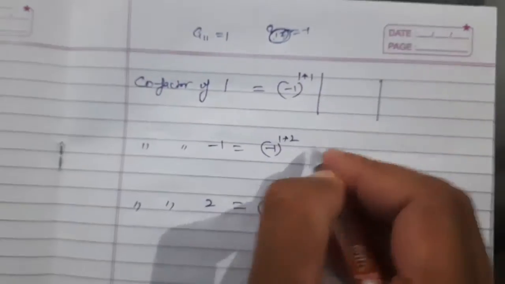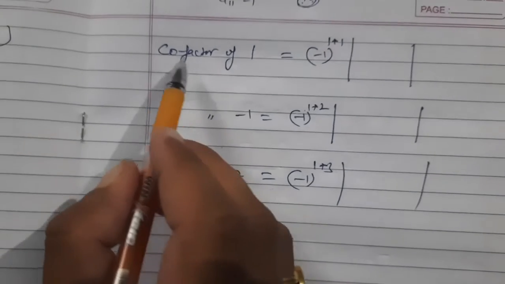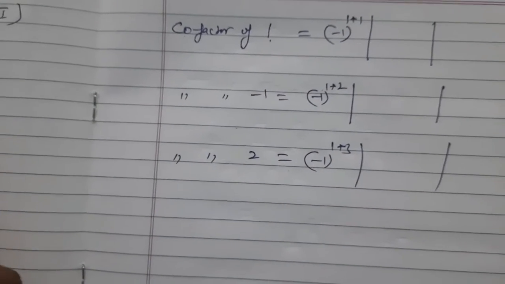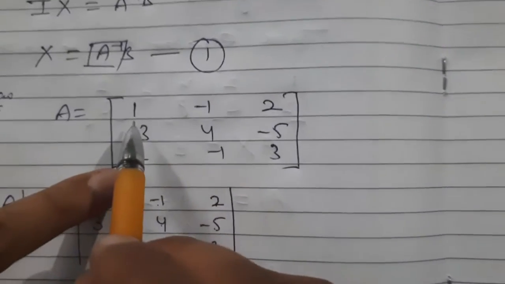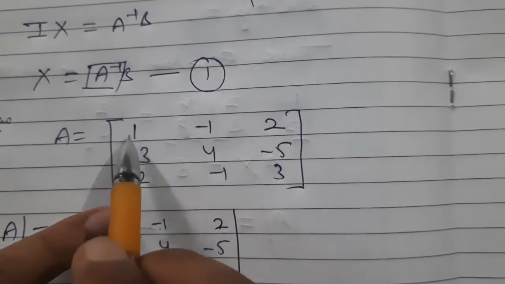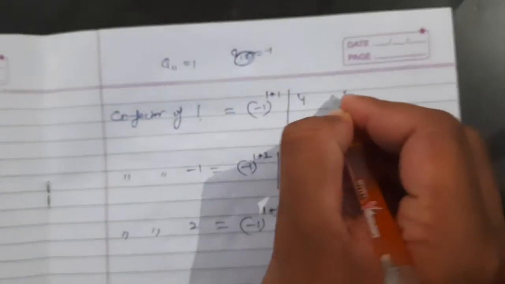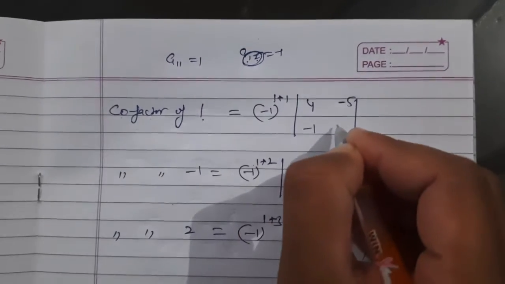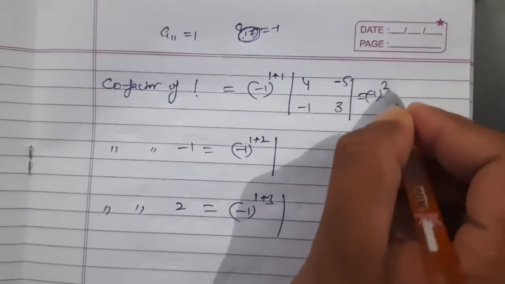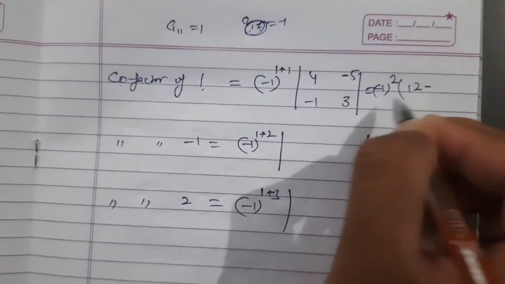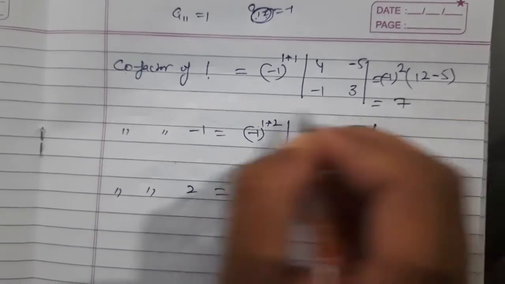And here the matrix is 2 by 2, and we are going to find the cofactor of 1. So leave it and we get the matrix. I have to leave the row in which 1 occurs and the column in which 1 occurs, that is row 1 and C1. The remaining elements I am going to write in the 2 by 2 determinant. By solving it, minus 1 raised to power 2, and 4 times 3 is 12, minus 5 times 1 is 5. Minus 1 squared is positive, and 12 minus 5 is 7. So the cofactor of 1 is 7.